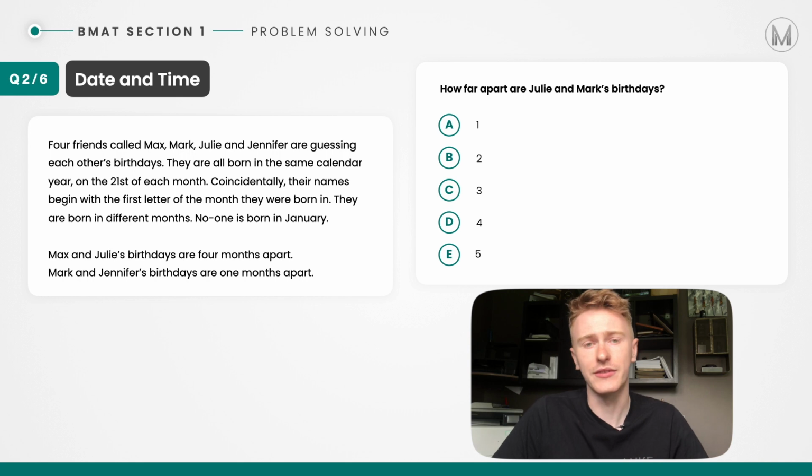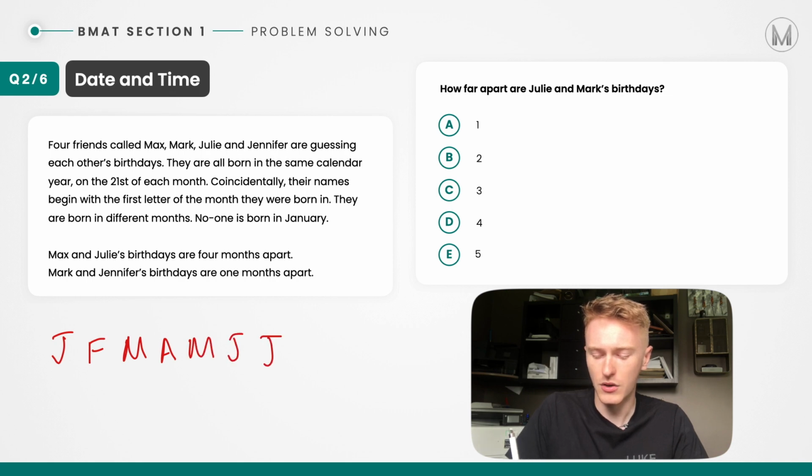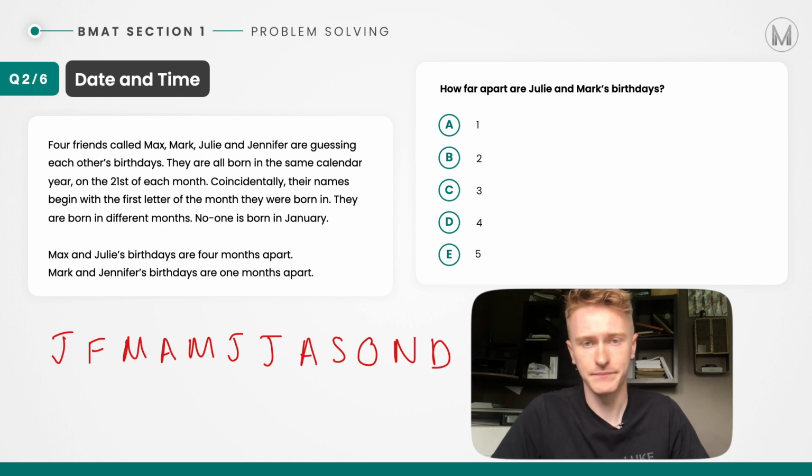Now, whenever you've got this kind of situation where we're looking at months of the year and birthdays on particular months of the year, what I tend to do is write out those months of the year. Not in full, but just using their initials. So if we do that now, we have January, February, March, April, May, June, July, August, September, October, November, December. Okay, just like that. And you can do that on a scrap bit of paper in the exam. We then can visualize this information and plot it in a much more concise way.